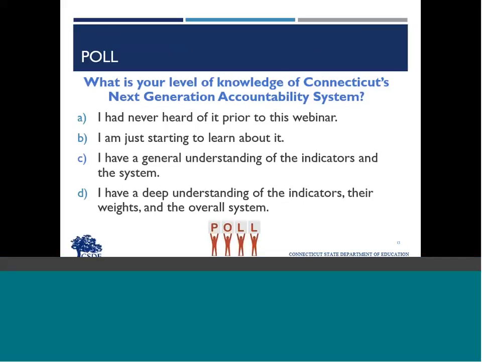So we're moving into another poll question here in which we're curious, what is your level of knowledge of Connecticut's next generation accountability system? As you can see here, we're just curious if you've never heard of it prior to this webinar, if you're just now starting to learn about it, whether you have a general understanding of the indicators in the system, or whether at this point you have a deep understanding of the indicators, their weights, and the overall system.